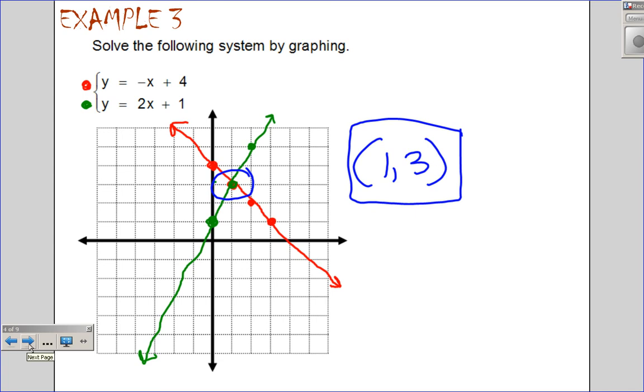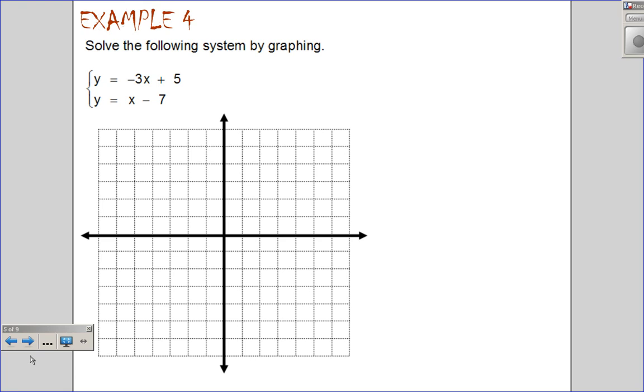Let's look at another one of those where I can solve this system by graphing. And why don't you try this one on your own? So please pause at this time, try it on your own, find the solution, and we'll check in just a moment.